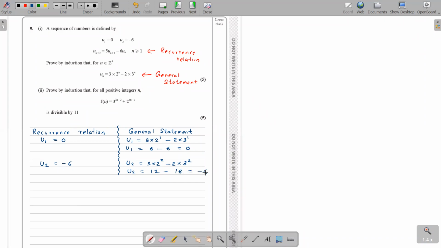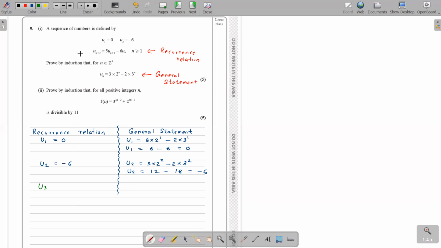Now, did you notice that I didn't use the recurrence relationship even once? Did I use this equation at least once to get even one term? No. So it's customary, traditional, that we use the recurrence relationship at least once to get one term and compare it with the general statement. So from the recurrence relationship, I will find the third term. Let's get the third term, u3, and compare it, because we need to use the recurrence relation at least once.